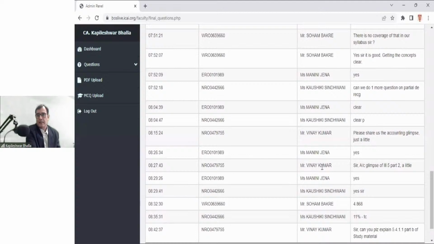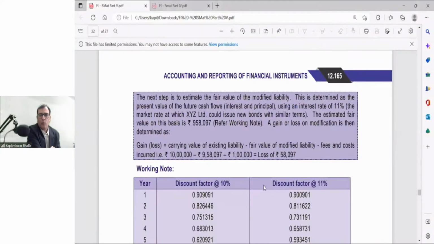Okay, so can you explain 5.4.1 part B of the study material? 5.4.11.